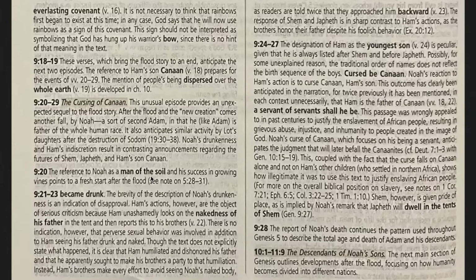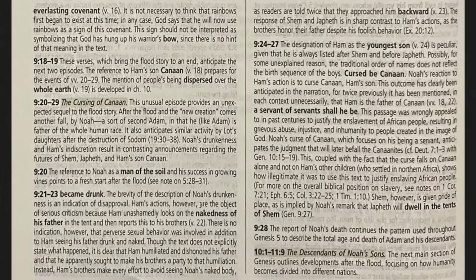All right. Chapter 9, verses 21 to 23, became drunk. The brevity of the description of Noah's drunkenness is an indication of disapproval. Ham's actions, however, all right, so basically they're saying that this is part of a literary device, because it's so quick. Moses here is trying to say, hey, this is not a good thing, right? He became drunk, right? Not good.